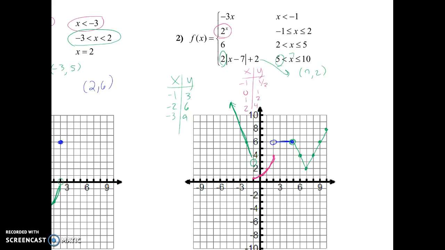Notice that I'm not putting any arrows on these graphs because they are not continuing on forever. We want to make sure we clearly mark open circles and closed circles on our graph because that's going to be important when we talk about continuity. Okay, the next one you're going to try on your own.